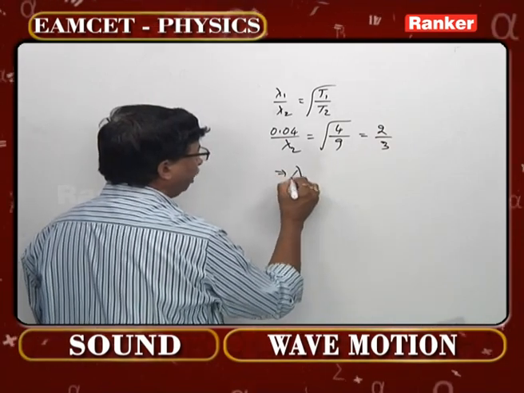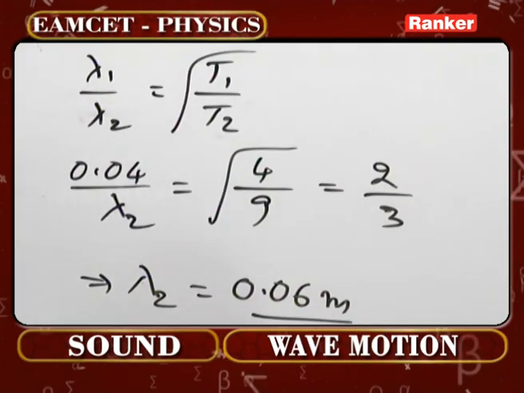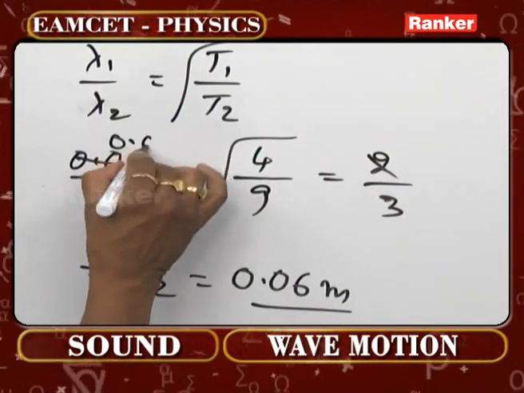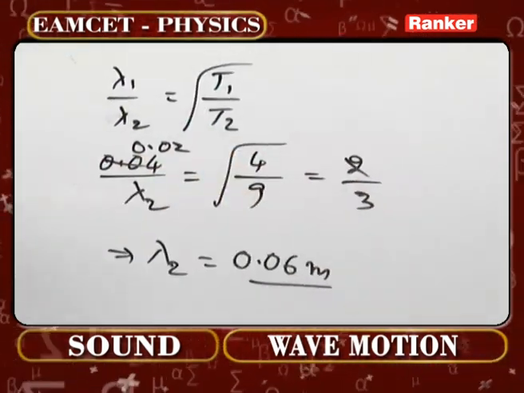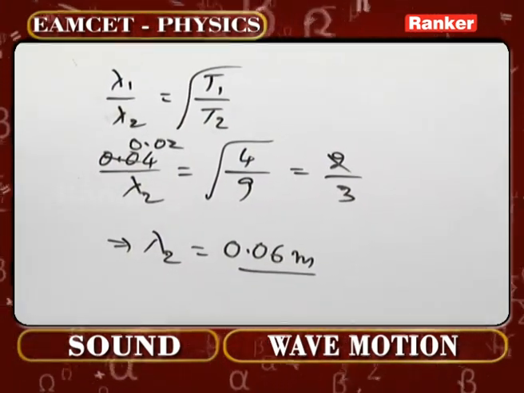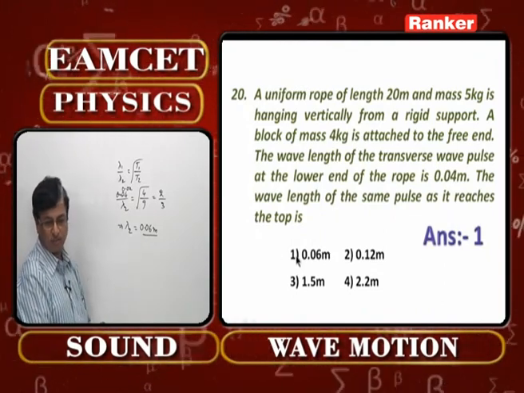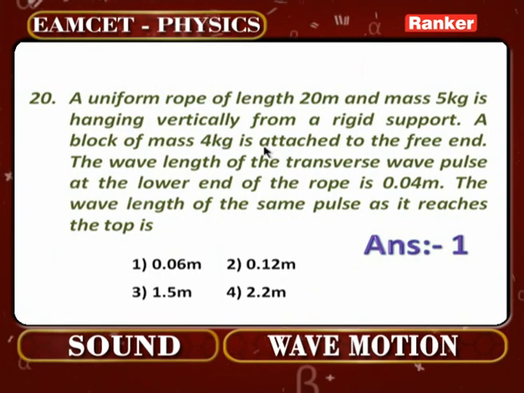Now what will be lambda 2 please? 0.06 meter you will be getting. Because this goes here 0.02 times. Cross multiplication gives you 0.06 meter, which is the very first option that's going to be true for this question number 20 as such. Look at the last number in this order please.